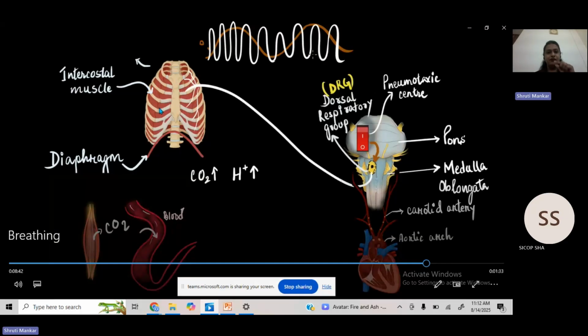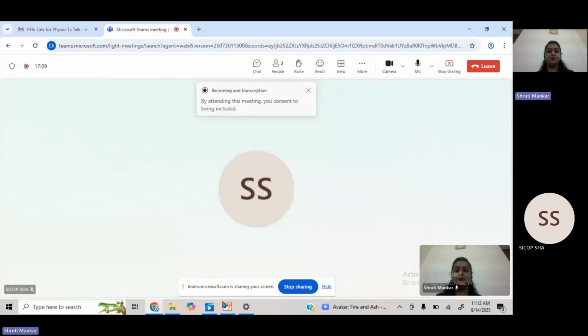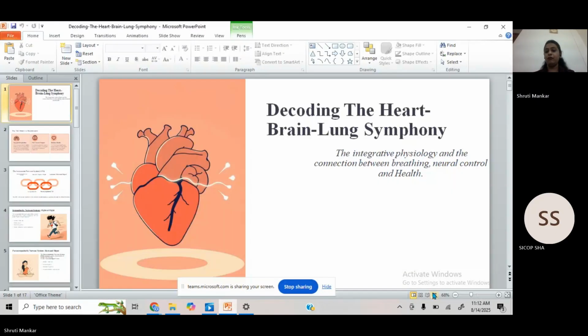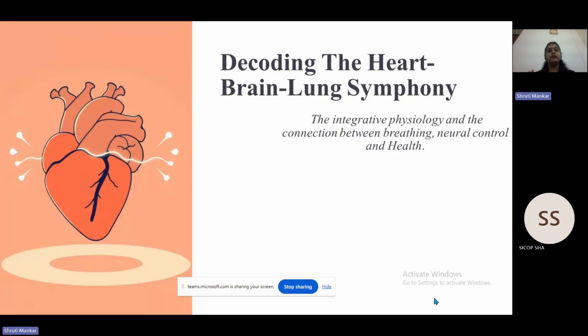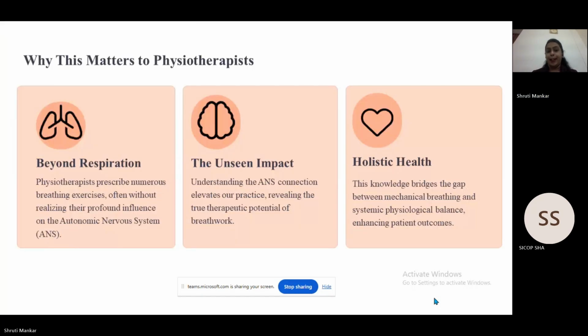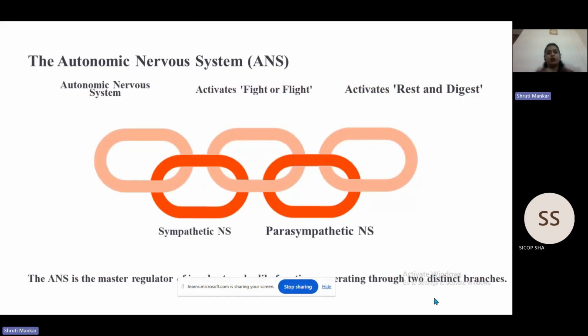Now let us move a bit forward towards the autonomic nervous system. We know that the autonomic nervous system is the autopilot. It is the master regulator of all your involuntary functions in the body through two of the most important branches, the sympathetic and the parasympathetic nervous system.